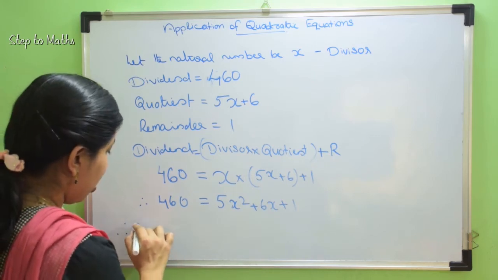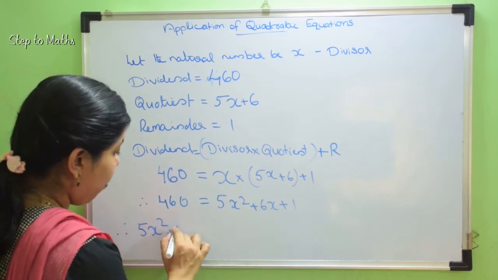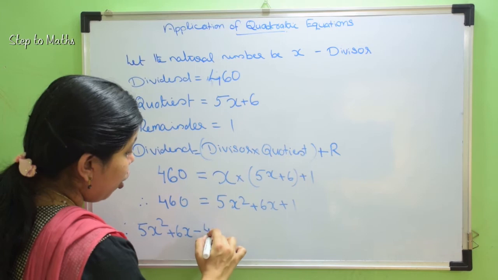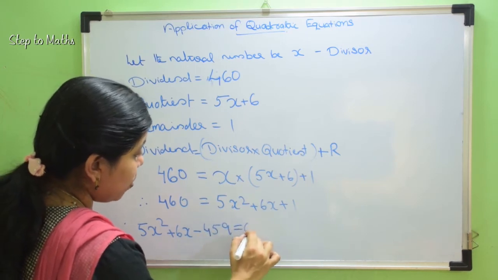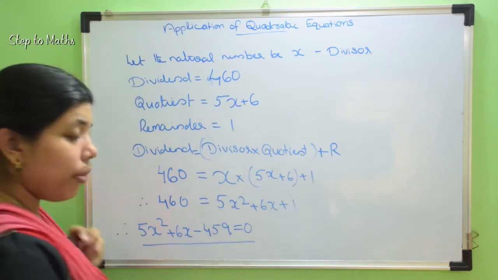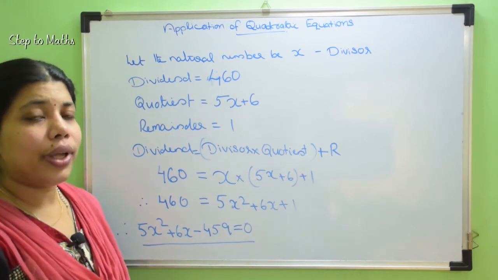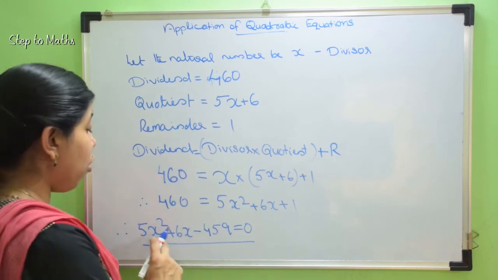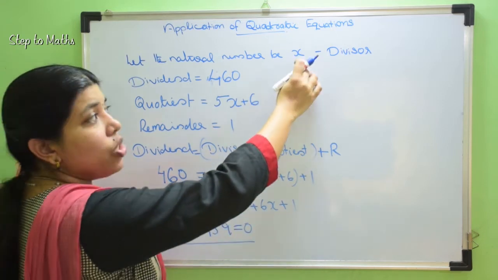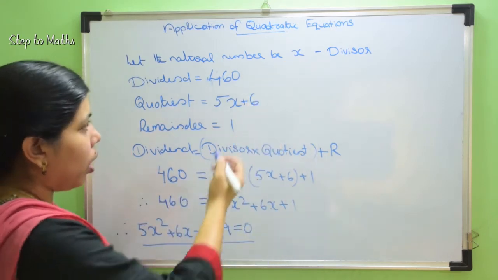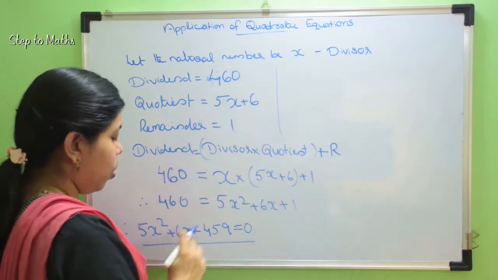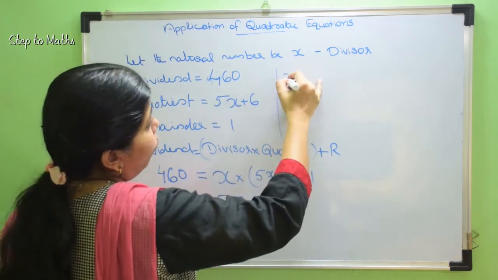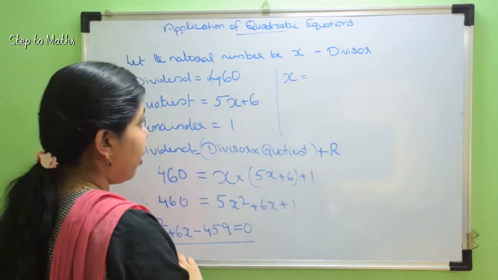Therefore, we can write 5x square plus 6x plus 1 minus 460, that is 5x square plus 6x minus 459, equal to 0. That means we form a quadratic equation according to the given conditions. If we solve this quadratic equation, we get the value of x, that means the divisor. How can we solve this quadratic equation? We can use either the factorization method or the formula. If we use the formula, how can we represent this?